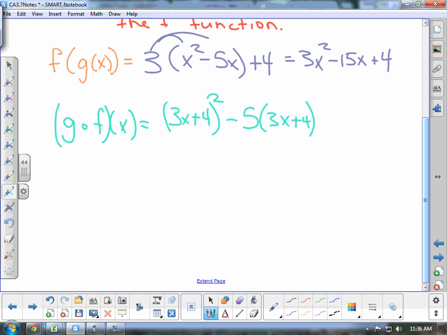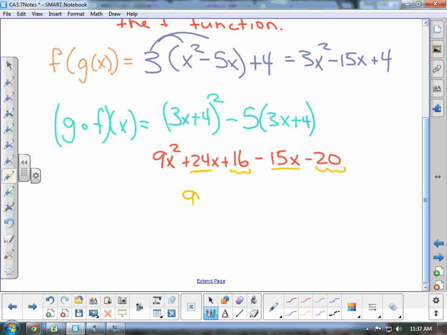And when you take 3x plus 4 and square it, you will get 9x squared plus 24x plus 16 minus 15x minus 20. Combining what you can, which would be 24 and the negative 15 and 16 and the negative 20, you would end up with 9x squared plus 9x minus 4. And that would be g composition f of x.